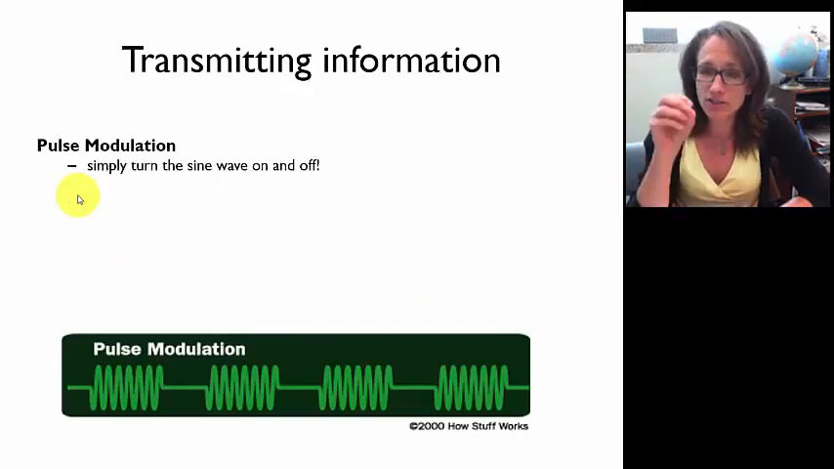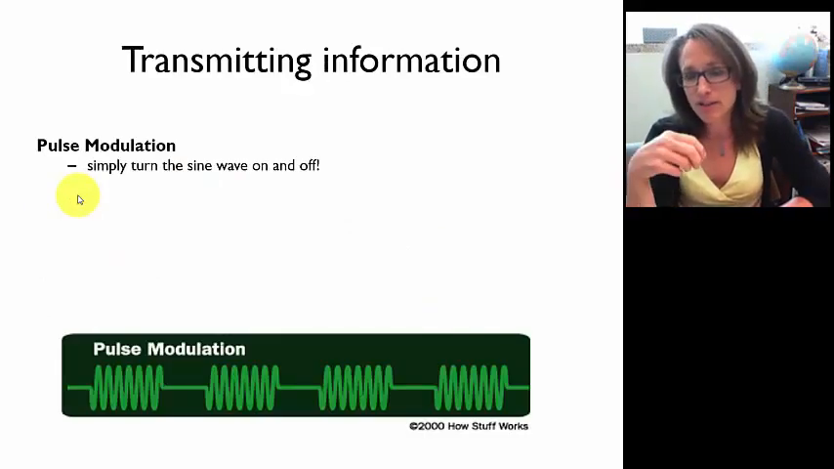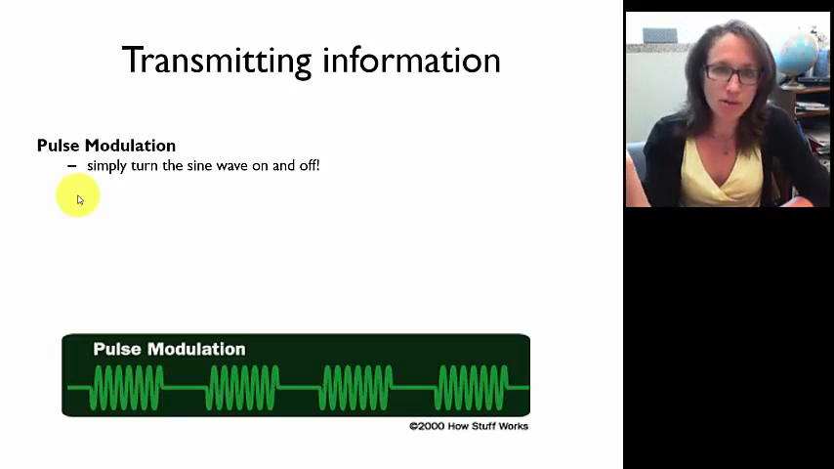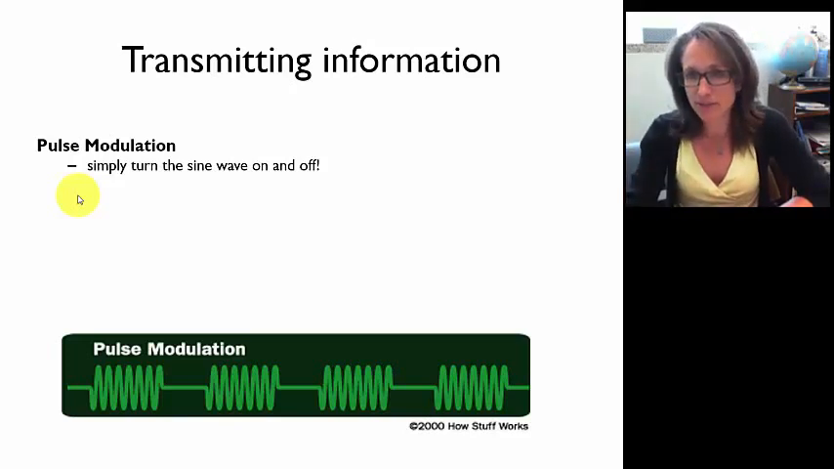So one way to do it is just to turn on and turn off the carrier wave. That's called pulse modulation. That's the simplest way to do it.